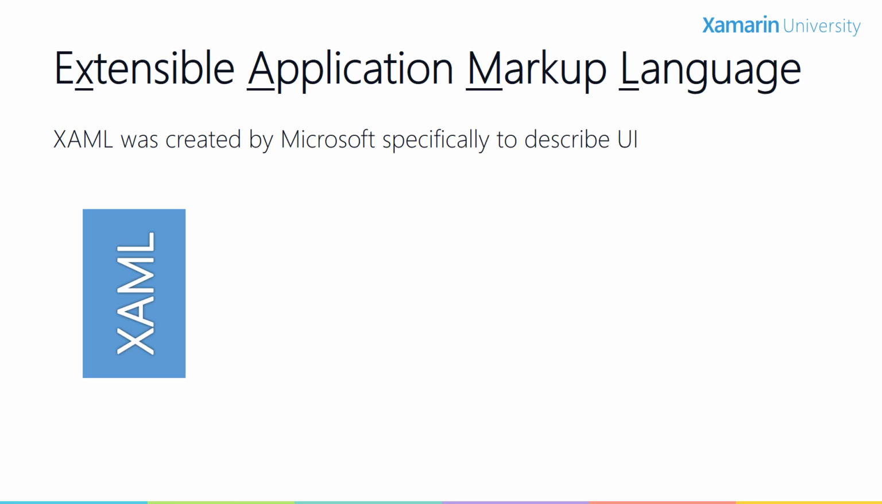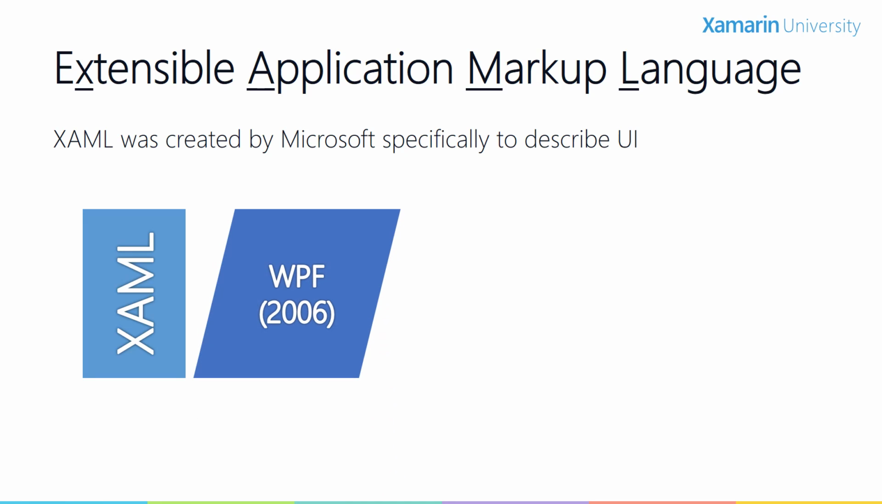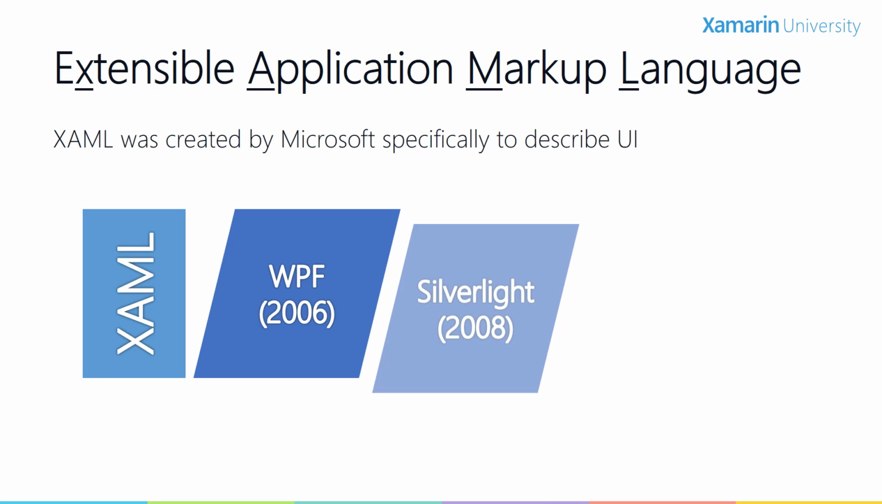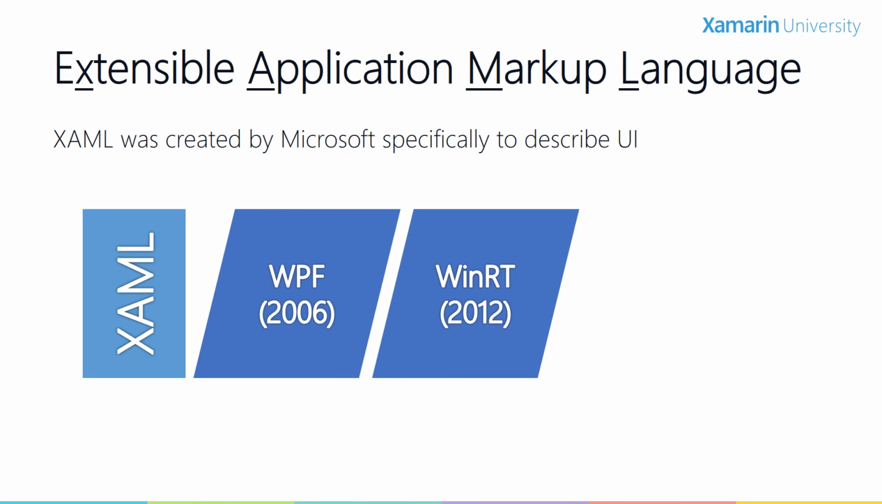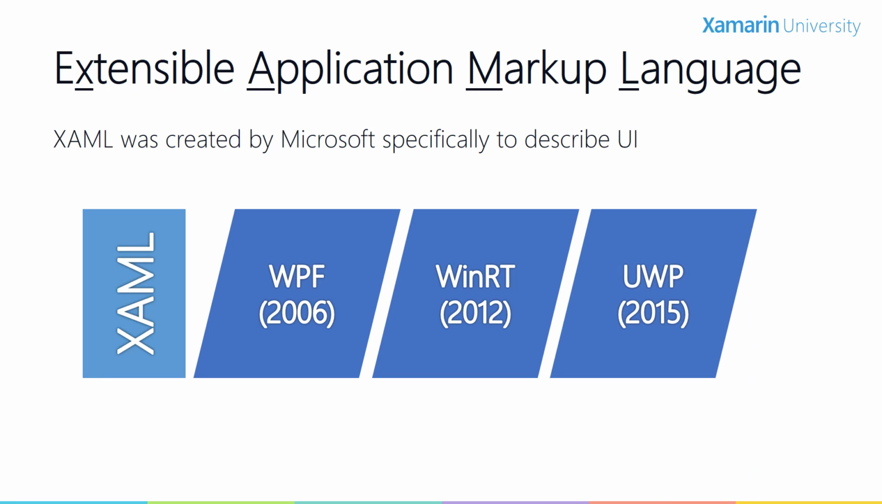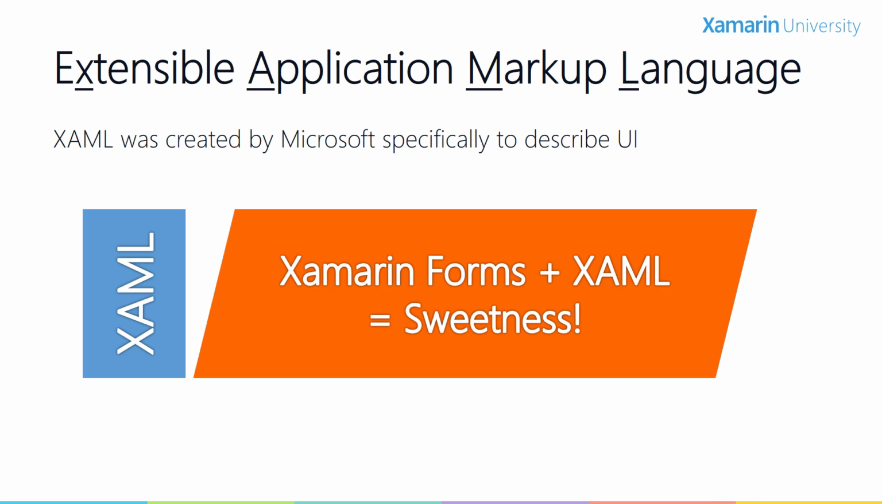XAML stands for Extensible Application Markup Language, and like I said, it was designed specifically to describe user interfaces. So XAML was originally designed to work with WPF, and this was released in 2006 as part of .NET 3.0. It was then used for Silverlight, and now it's currently being used by WinRT applications. And then finally, it's also being used for UWP applications. And lucky for us, we can now use it with our Xamarin.Forms applications.